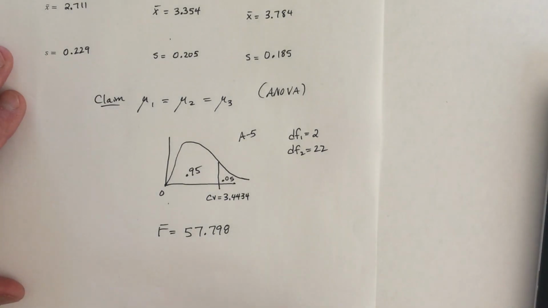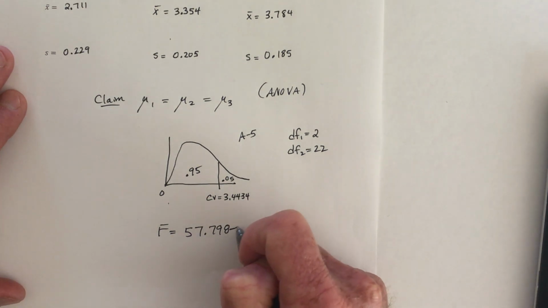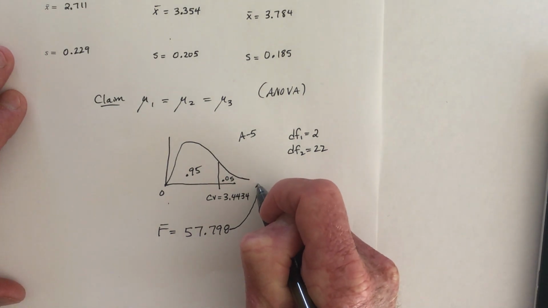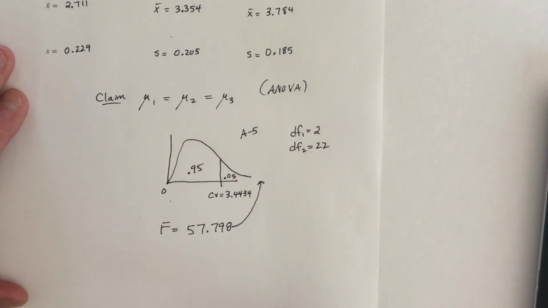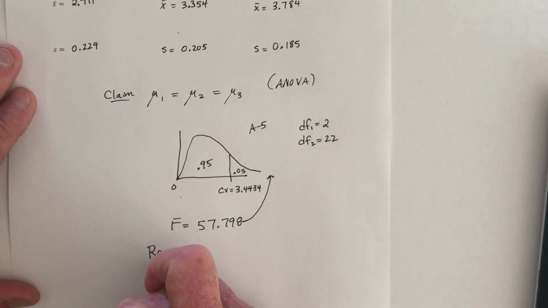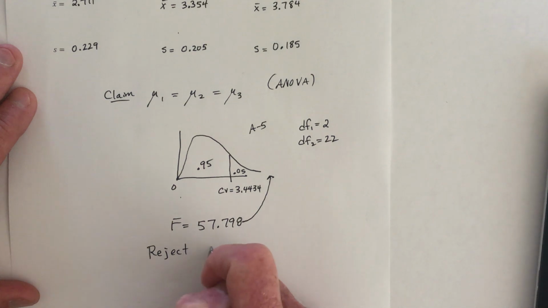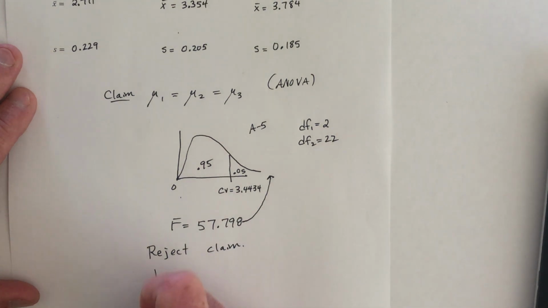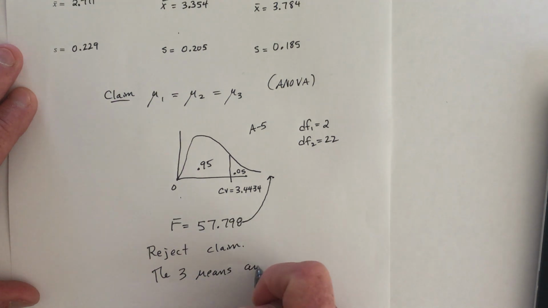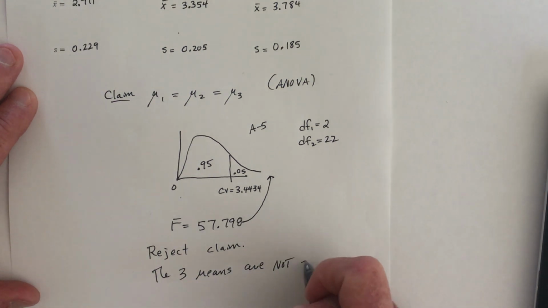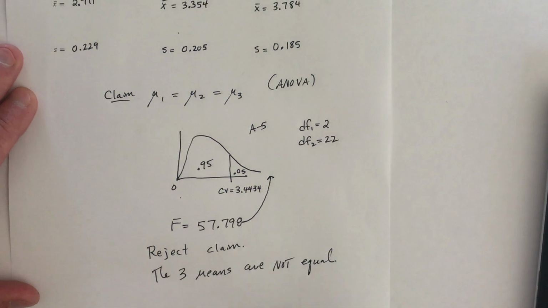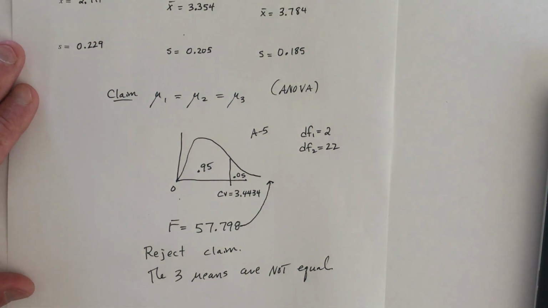All right, all we need is the conclusion. Does a 57 go past a 3.4? Yes. Way past. That means reject the claim. So that means that the 3 means are not equal.